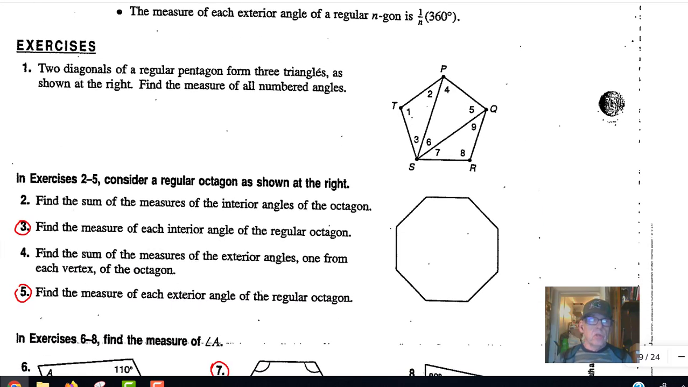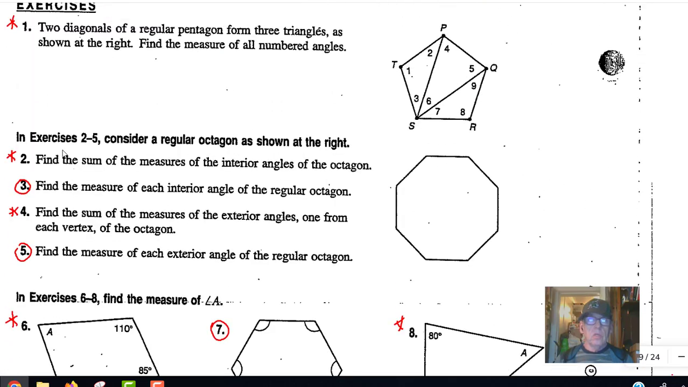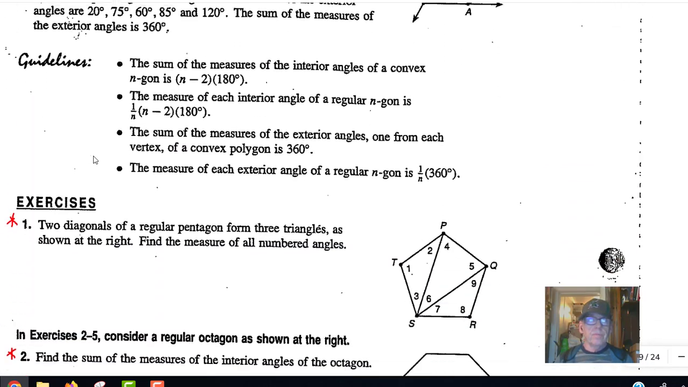Let's see. So the asterisk problems you should do if you want full credit. The circled ones are the ones we'll do by way of the video notes. So those are the problems that you need to do then. So let's look here.